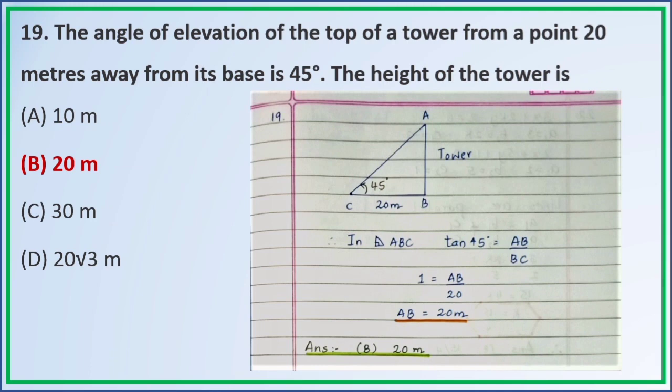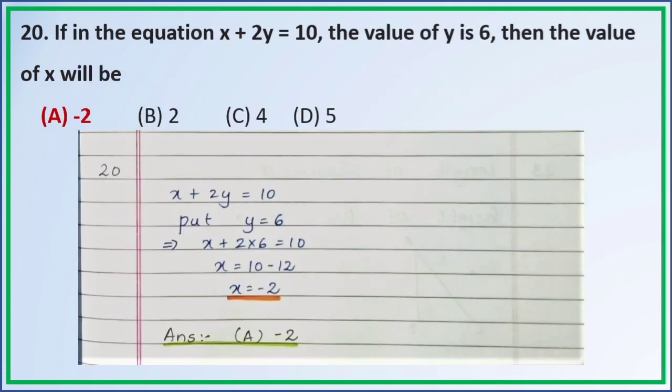The angle of elevation of the top of a tower from a point 20 meters away from its base is 45 degrees, and the height of the tower is... So, in right angle triangle ABC, tan 45 degrees equals opposite by adjacent, that is AB by BC. Tan 45 equals 1. We get the height of the tower AB equals 20 meters. This kind of very simple question can appear in the exam. Do learn the standard trigonometric angles.